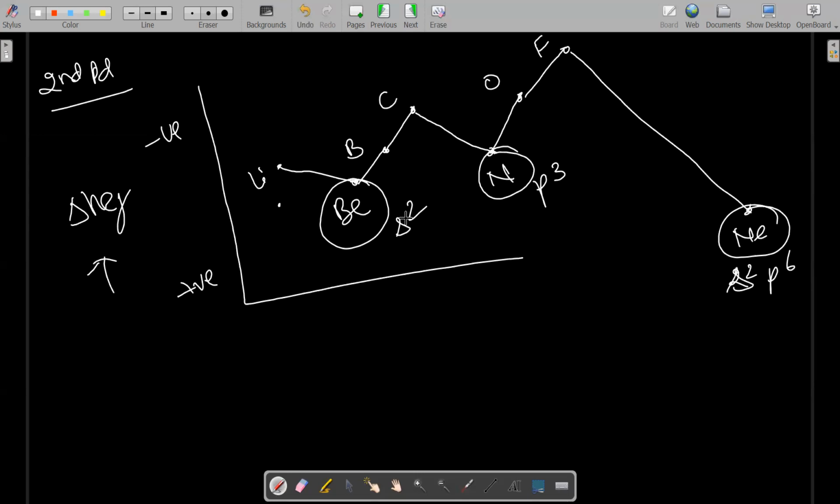The same way we can get the graph for the third period. The third period, obviously, is below this one, starting with sodium, and the same type of graph will come. So I hope the trend is clear to all of you. Next class, we'll discuss another topic, that is electronegativity. So now, thank you.